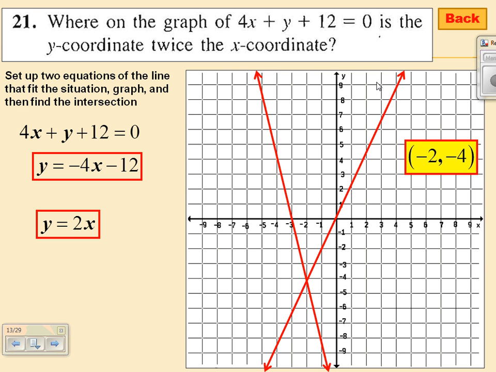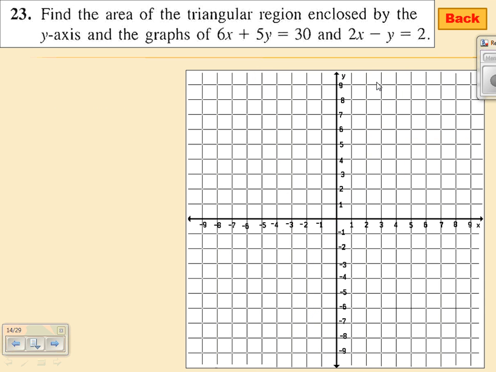For the very last problem, number 23: find the area of the triangular region enclosed by the y-axis and the graphs of 6x plus 5y equals 30 and 2x minus y equals 2. This is the hardest problem, and I'll try to go over it as clearly and as slowly as possible. Eventually, this situation will form a triangle. But the first thing I'm going to do is graph 6x plus 5y equals 30.